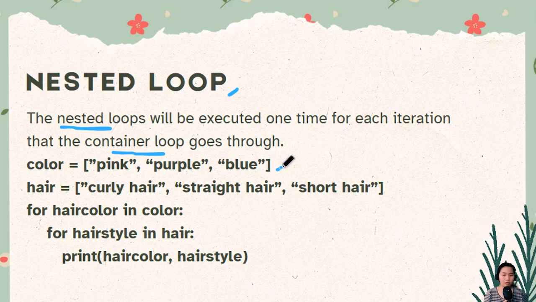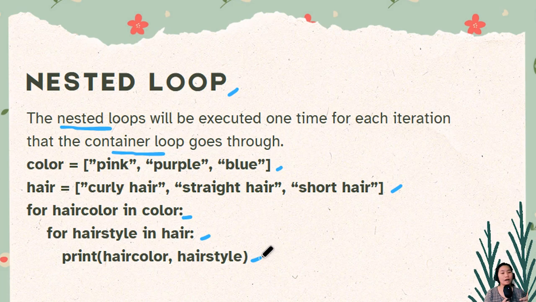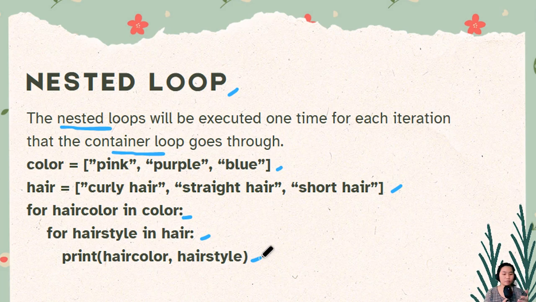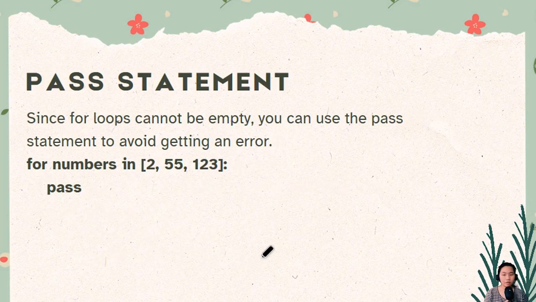So I have color: pink, purple, blue, and then I have hair: curly hair, straight hair, short hair. For hair color in color, for hairstyle in hair, print hair color and then hairstyle. So you would have pink curly hair, pink straight hair, pink short hair, and then purple curly hair, purple straight hair, purple short hair, so on and so forth. Okay, I will show you in a little bit in Visual Studio Code, so it's a little bit clearer.